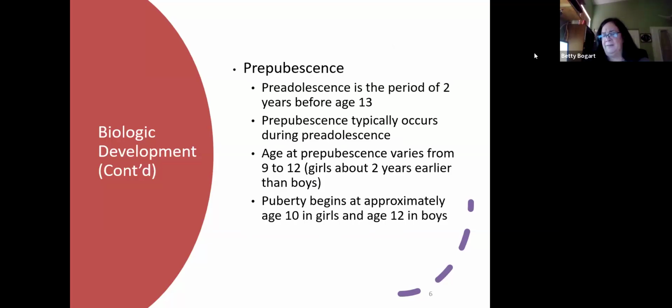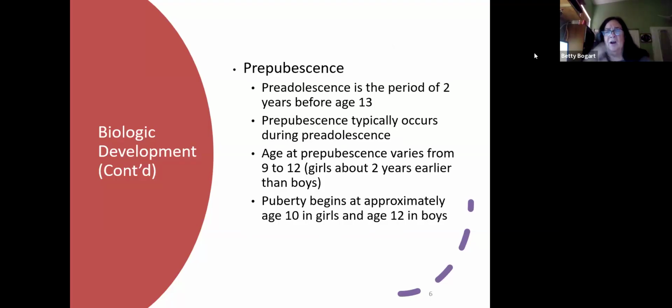Now, I've mentioned prepubescent, and this is right before you become an adolescent. This is when all of a sudden you start to get the body parts of an older person. A female starts with breast buds. That's the beginning of puberty. Males get enlarged testicles. It's just part of the beginning of it all.